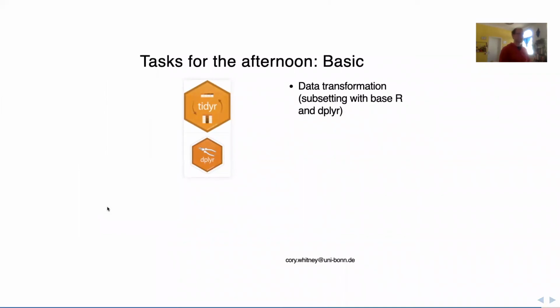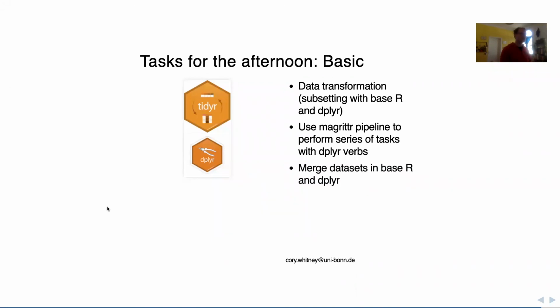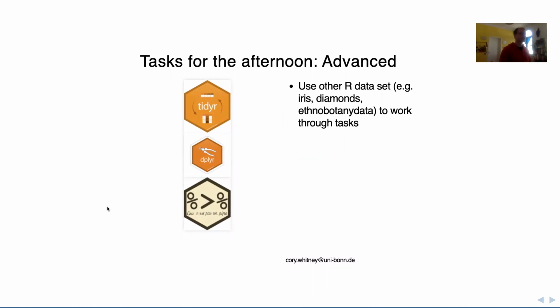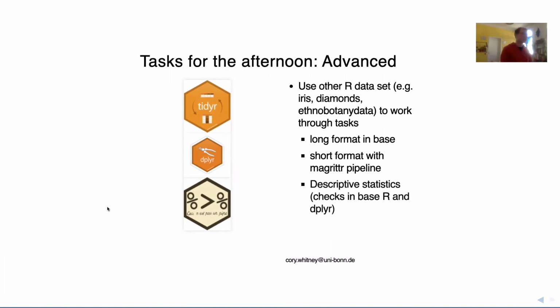So for the afternoon, try doing data transformation either on this data set or your own. Use the Magrittr pipeline to simplify a series of tasks. Use the tools that we talked about to mutate, to do all these things, and run summary statistics. I'm also going to invite you to look at other data sets. So we looked at mtcars, try diamonds, iris, maybe ethnobotany data. Do long formats in base and then short formats, or long formats in normal code and then shorter formats with the Magrittr pipelines. Run some descriptive statistics on these things with base and dplyr, and I invite you also to run things with the purrr library.